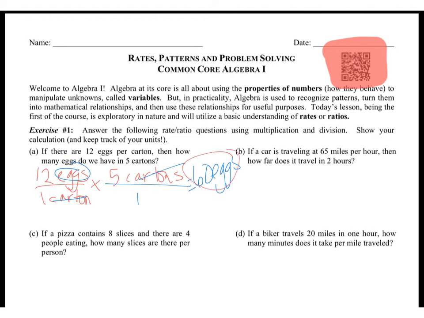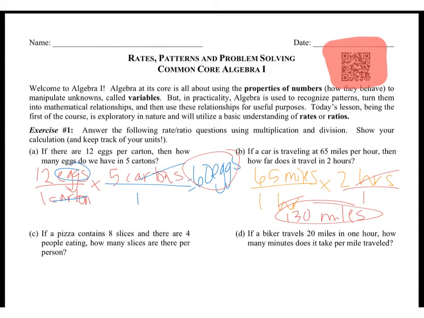So looking at the next one, let's say that we have a car traveling at 65 miles per hour. So 65 miles in 1 hour, and we're multiplying that by 2 hours. So again, we're going to cancel out the units of hours, and we're left with just miles. And 65 times 2 is 130 miles.